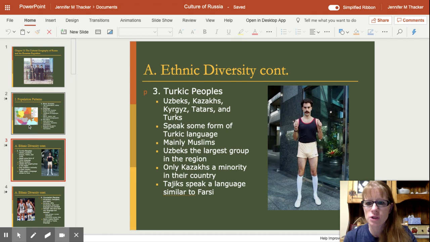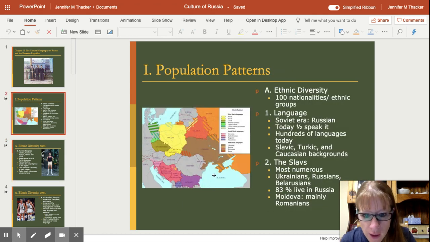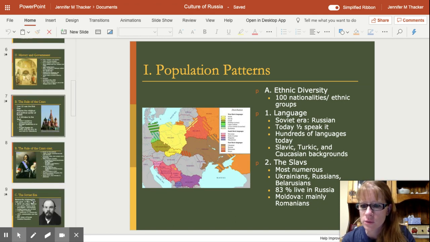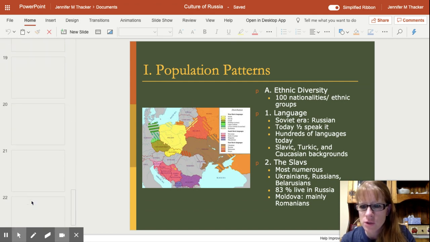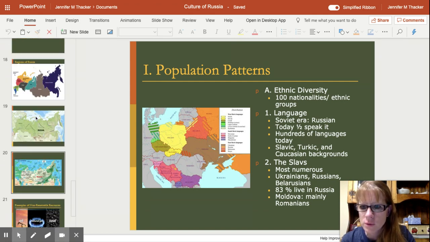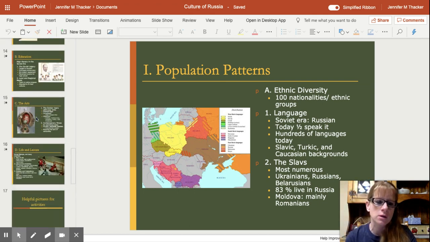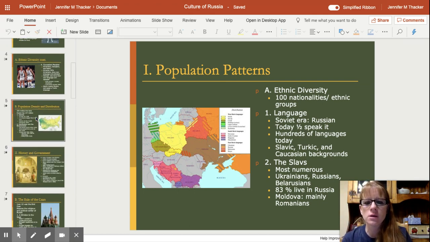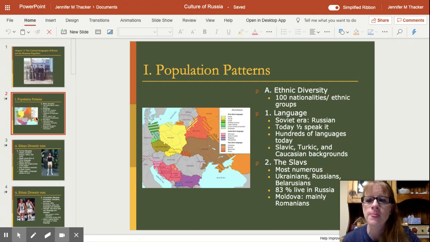I'm going to jump to this map real quick. If you look on this, is it this map? No, sorry. Let me jump real quick to the map. Okay, it's not on here. But Afghanistan is actually southeast of Russia. So you can see how these migration and immigration patterns really make an area diverse.